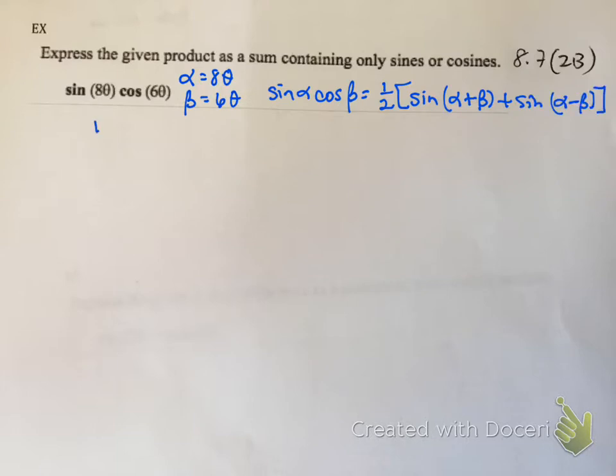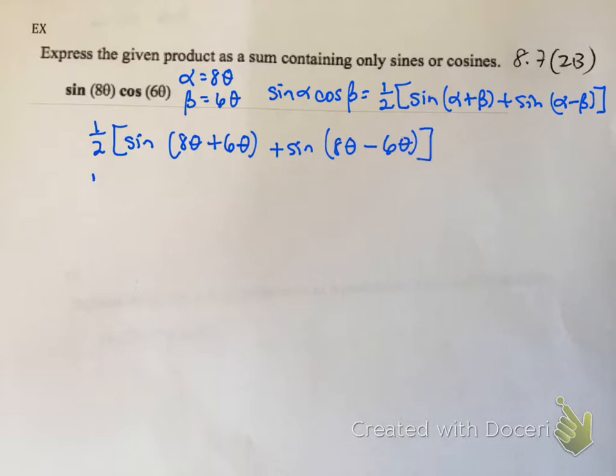Okay, so let's plug those in. 1/2 sine, alpha is 8 theta plus beta is 6 theta, plus sine alpha is 8 theta minus 6 theta. Okay, so we get 1/2 sine of 14 theta plus sine of 2 theta, and we're done. Okay, let's move on.